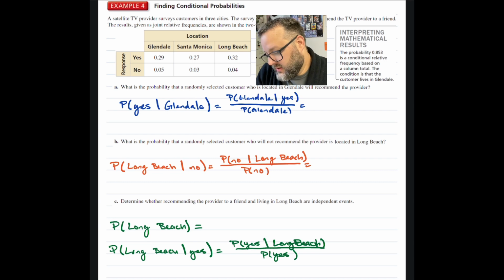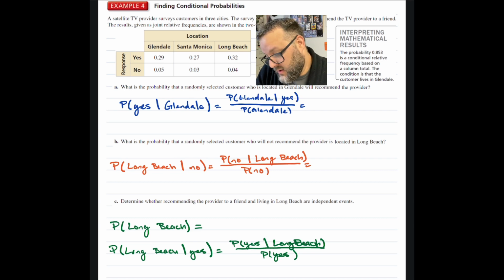29% of people in Glendale said yes, they're going to recommend, and 5% in Glendale said no, they weren't going to recommend. Notice how that doesn't equal 100%. Santa Monica is 27% yes and 3% no, Long Beach 32% yes, 4% no. So maybe there was an option for other and they're only looking at yes and no. There could be a lot of different reasons why these don't add up to 100, but if you look at the total population, this is what we have. We have only the relative frequency.